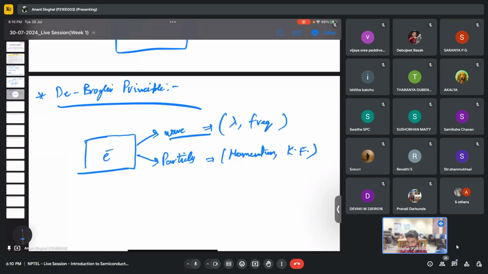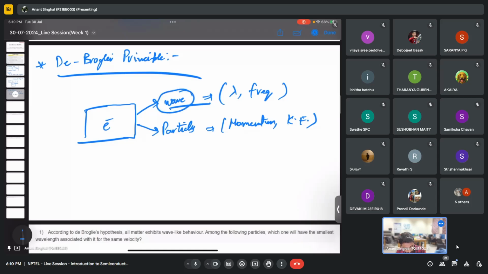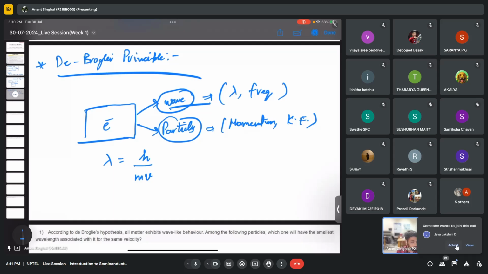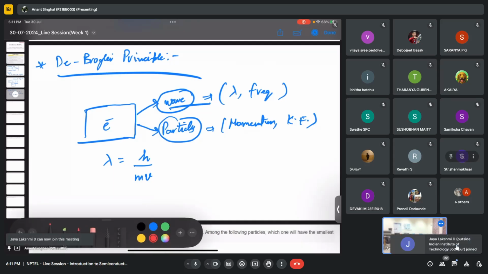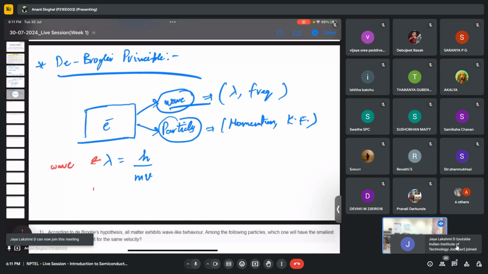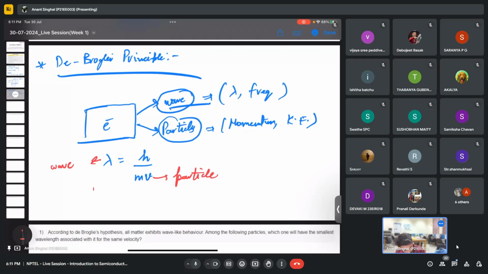So this is the very basic of the de Broglie principle, and this duality is fundamental to quantum processes. As I said, de Broglie proposed that the electron possesses both wave and particle properties. He proposed a wavelength formula, which is nothing but lambda equals h by mv. Here lambda covers the wave property of the electron, and the velocity covers the particle property of the electron. So this is what de Broglie proposed.